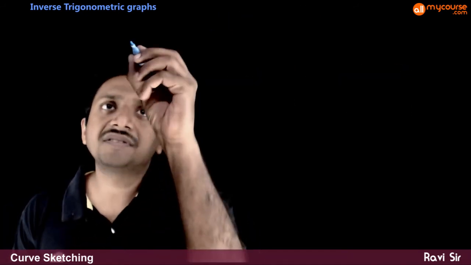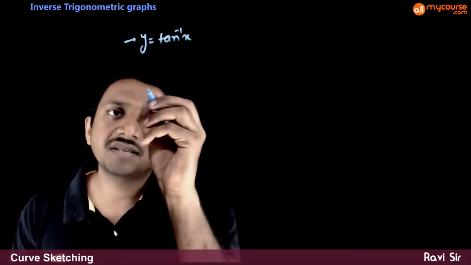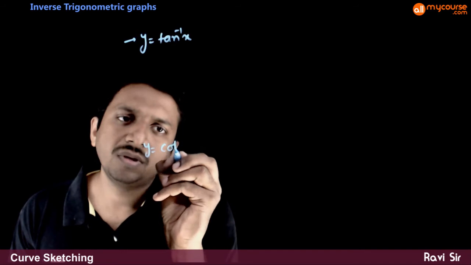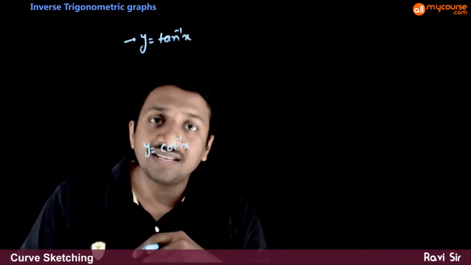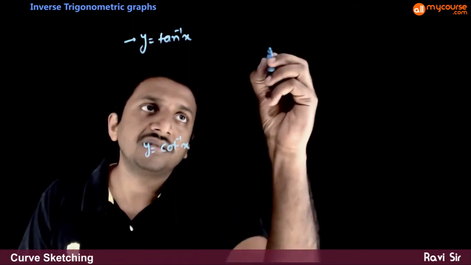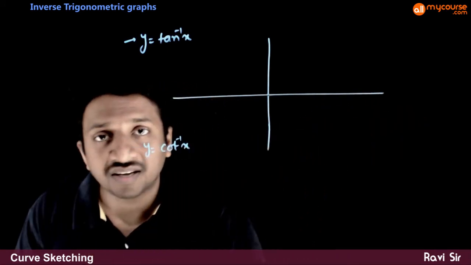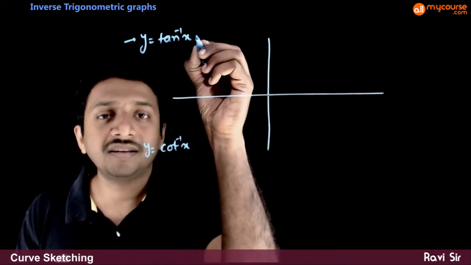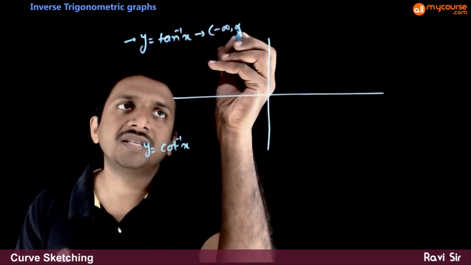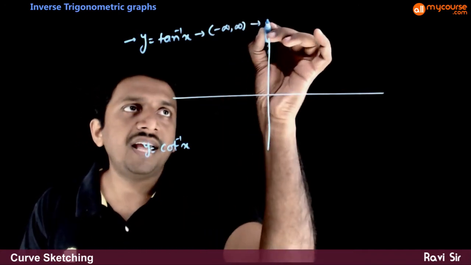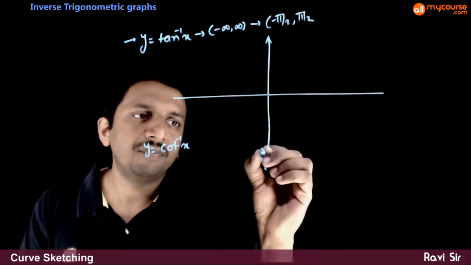Next, if you take the graphs of y is equal to tan inverse x and y is equal to cot inverse x. If you take the graph of y is equal to tan inverse x, the graph looks something like this. First, analyze the domain and range of tan inverse x. The domain of tan inverse x is all real numbers and the range is open minus pi by 2 to plus pi by 2.